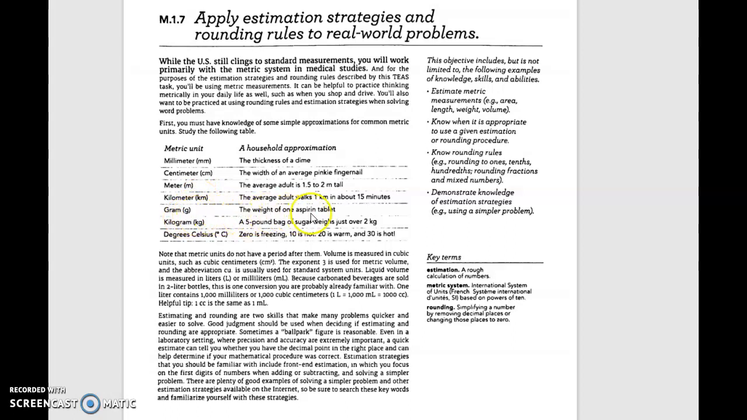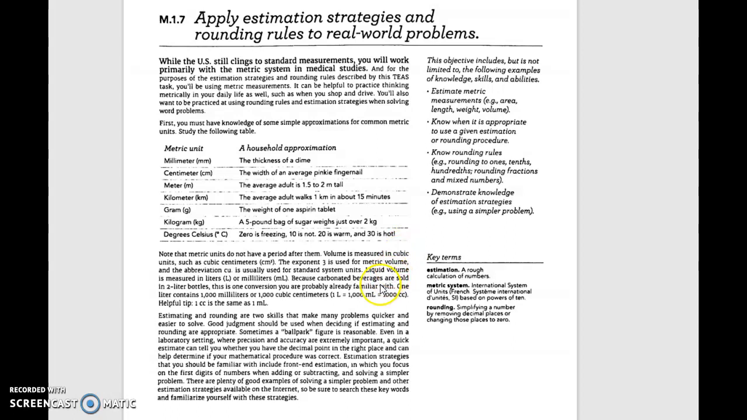1 gram is the weight of 1 aspirin tablet, and later on you're going to learn that 28.35 grams is equal to 1 ounce. 1 kilogram is about 2.2 pounds. So a 5-pound bag of sugar weighs just over 2 kilograms. And Celsius is the metric unit of temperature scale. Where the U.S. has the Fahrenheit, the metric is Celsius. And in Celsius, 0 is freezing. And later on you're going to learn that the boiling point of water is 100 degrees Celsius.